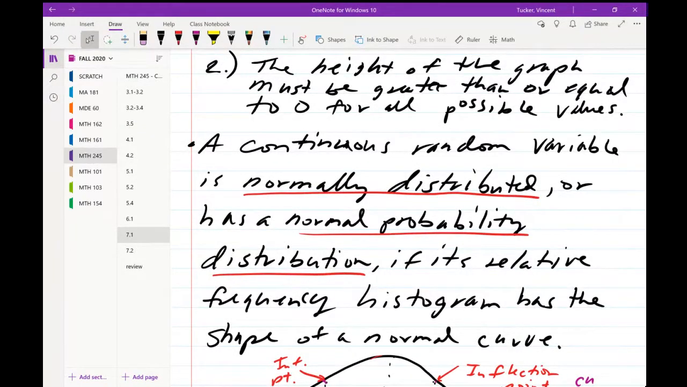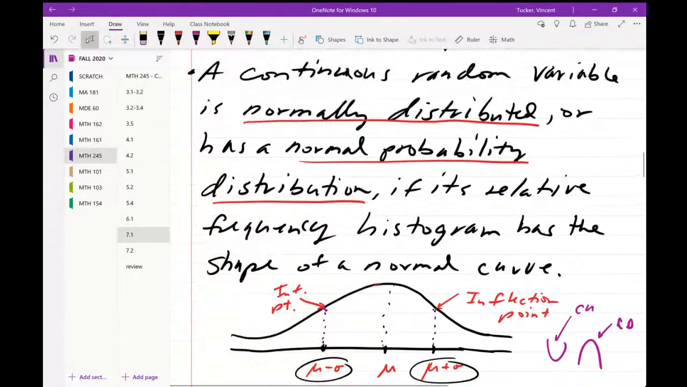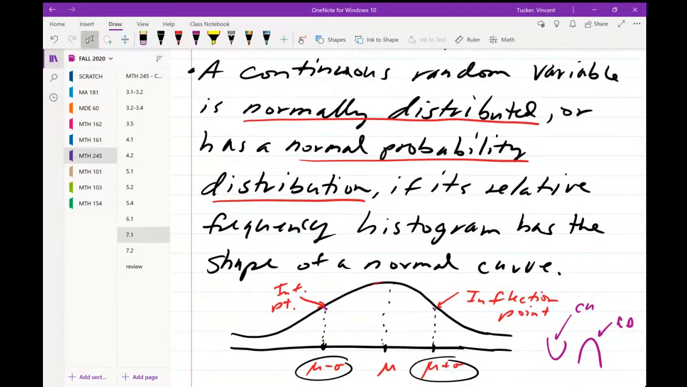All right, a continuous random variable is normally distributed or has a normal probability distribution if its relative frequency histogram has the shape of the normal curve. And we've talked about that normal curve before. On a bell-shaped curve, it's symmetric about your mean. In other words, the mean is in the middle, and what goes on the left side of the mean goes on the right side as well.